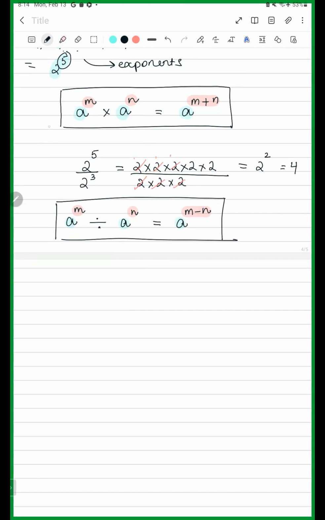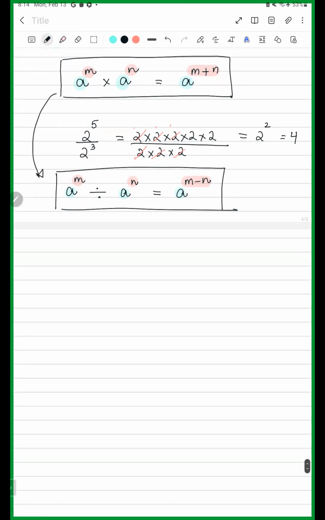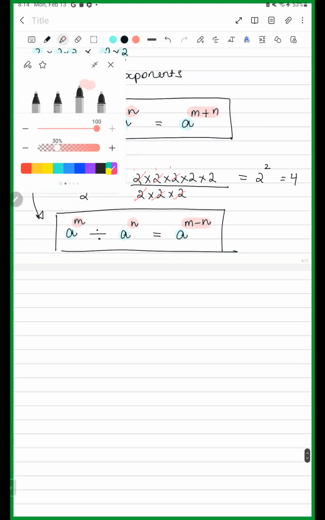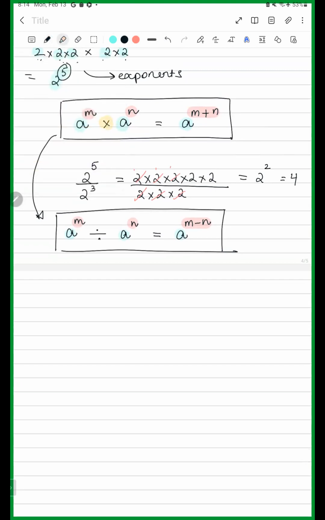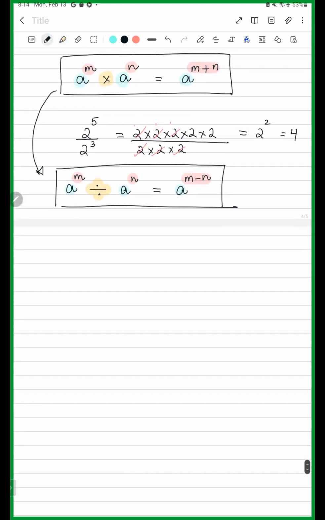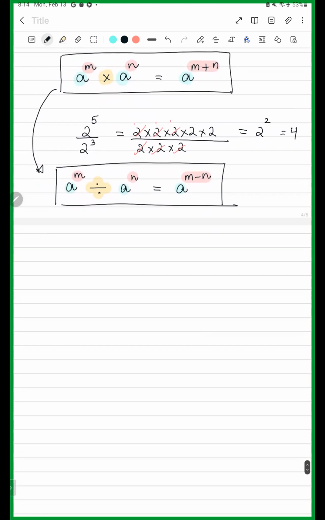This is the same thing as this. Just look at this here: over here it is multiply, so here it is add. Here the opposite of multiply is divide. Here it is divide, so here the opposite of add is subtract. Did you understand? Yeah. Shall we move forward? Yeah, sure.